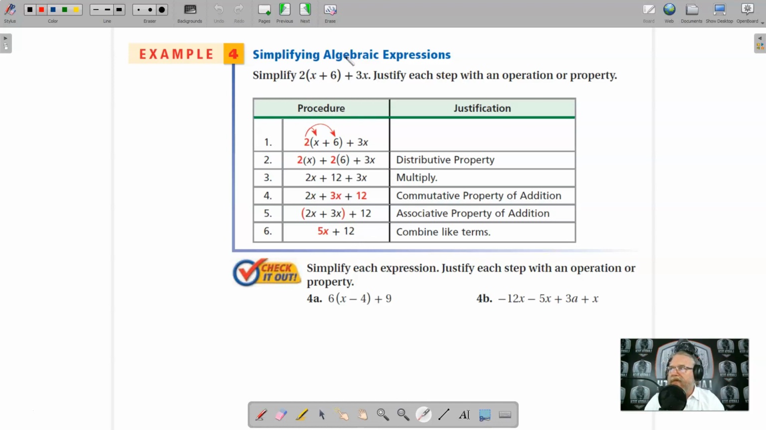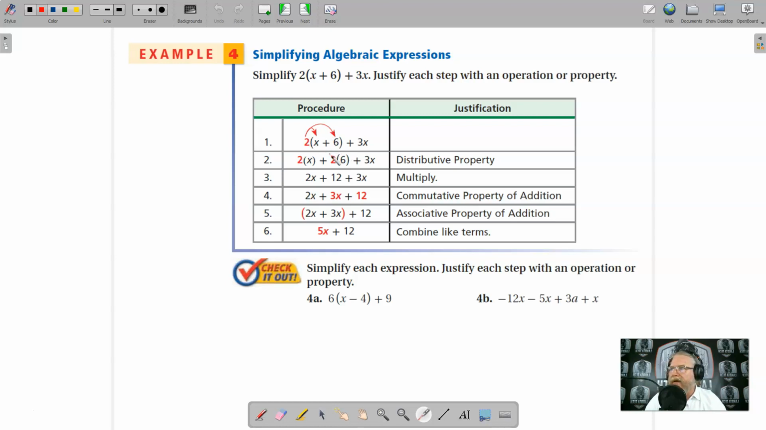So simplify algebraic expressions, simplify 2 times the quantity of x plus 6 plus 3x. Justify each step with an operation or a property. This is exactly what we had to do in college, is we would start with, and it wasn't quite this short, it was much more difficult than this. And actually it only used variables. We used no numbers, except for the number 2 and the number 1, because you had to use that to represent odd numbers. So at any rate.